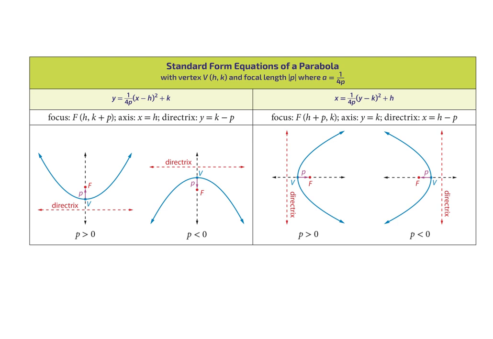Your vertex is always at h, k. It's just where they are in the formula that flips. Okay, so your center, your vertex is still going to be at h, k. It's just where they are in the formula.